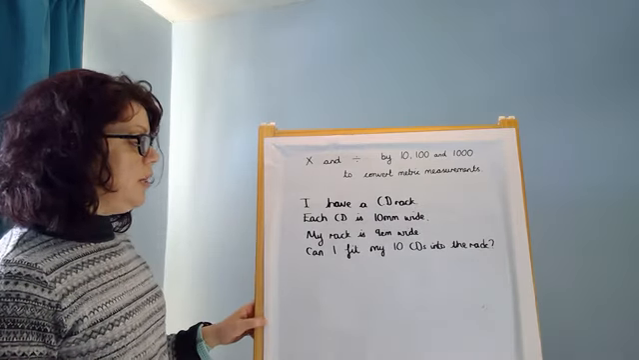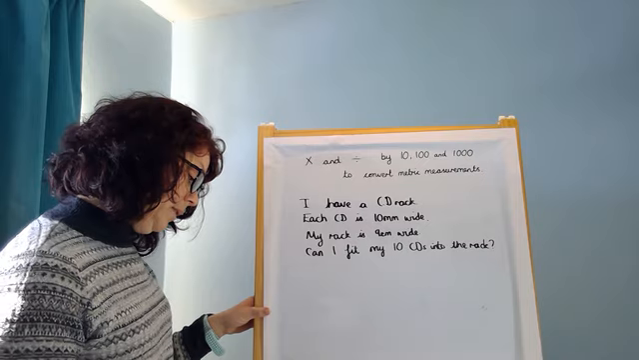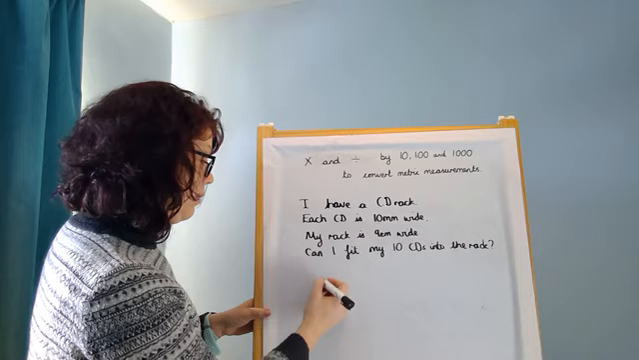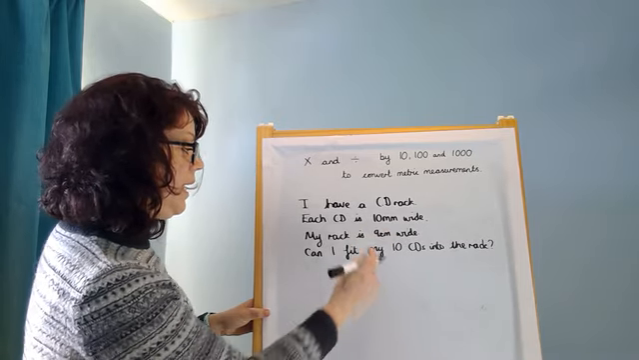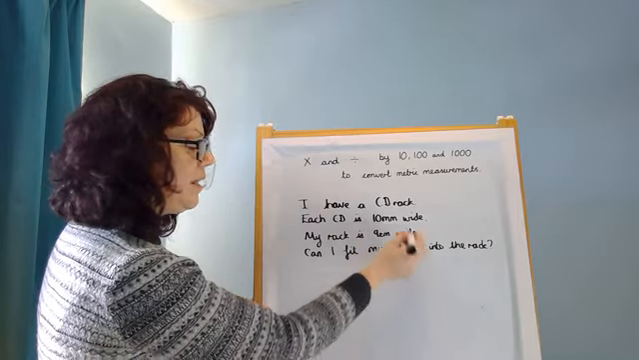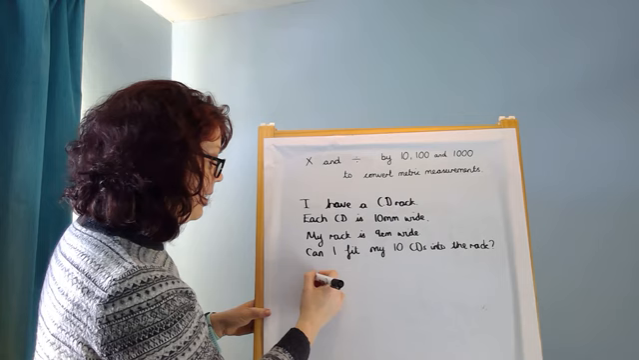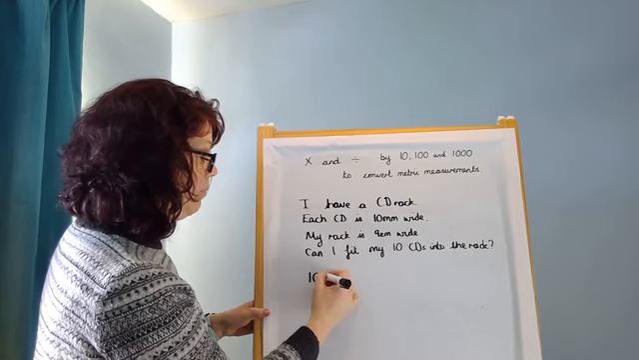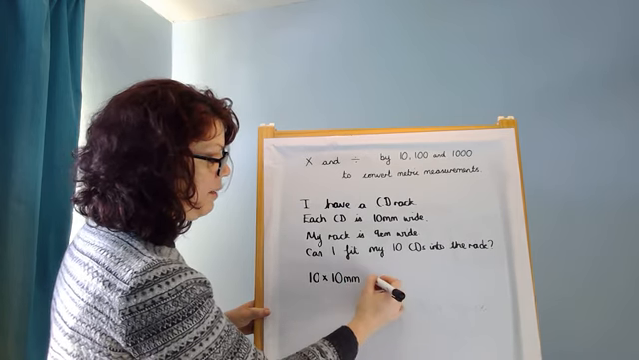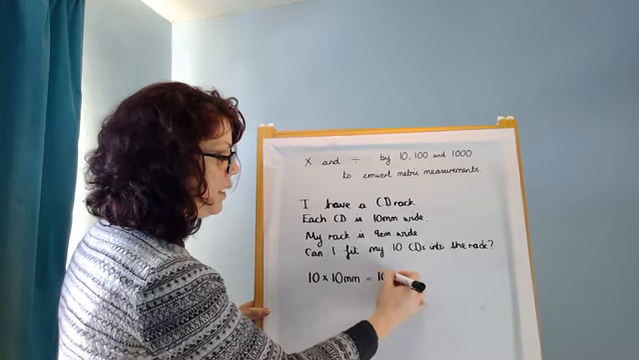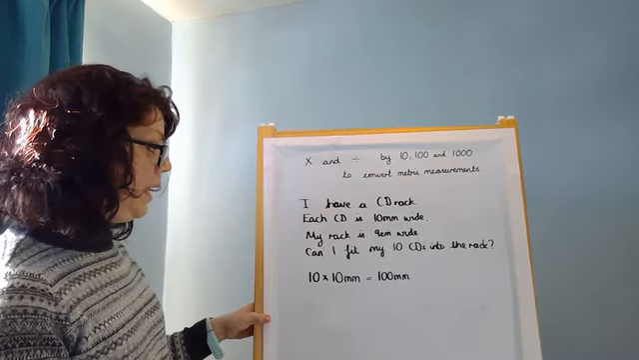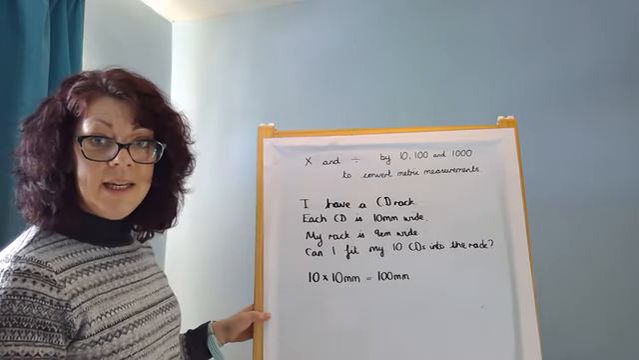So I'm going to change my CDs into, I'm going to go for my millimetres, I think, into centimetres. So I've got 10mm for each CD and I've got 10 CDs. So the first thing I'm going to do is find out the total width of all my CDs. So if I said 10 multiplied by 10, so I've got 10 CDs, 10mm wide each one. That means altogether my CDs are 100mm wide.